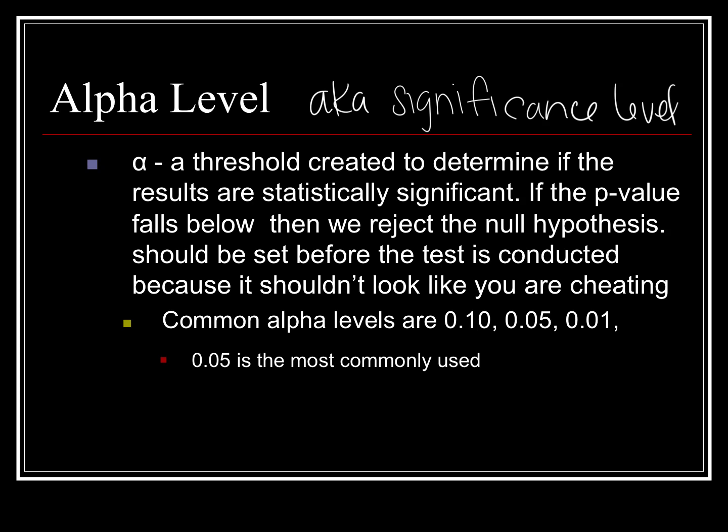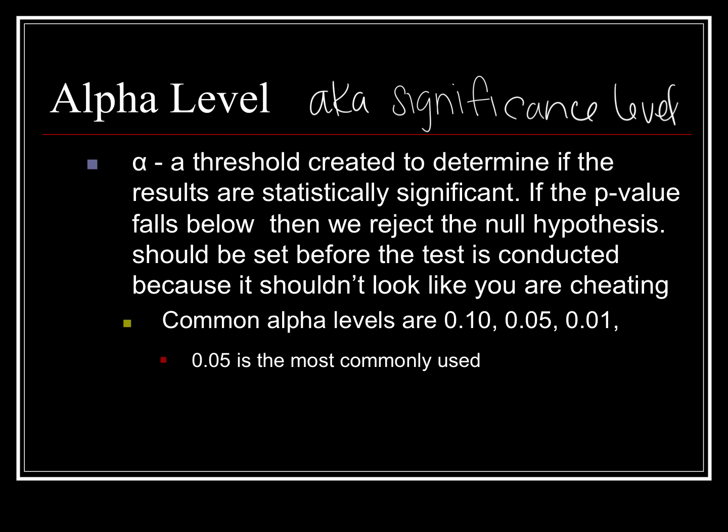And if it's below that, remember a small p-value, less than our standard, means it's unlikely to be sampling variation, and so we're going to reject. Okay. So it's a threshold we use to determine if it's statistically significant. If it's less than our alpha, we reject the null hypothesis. If it doesn't tell you, we generally choose 0.05.